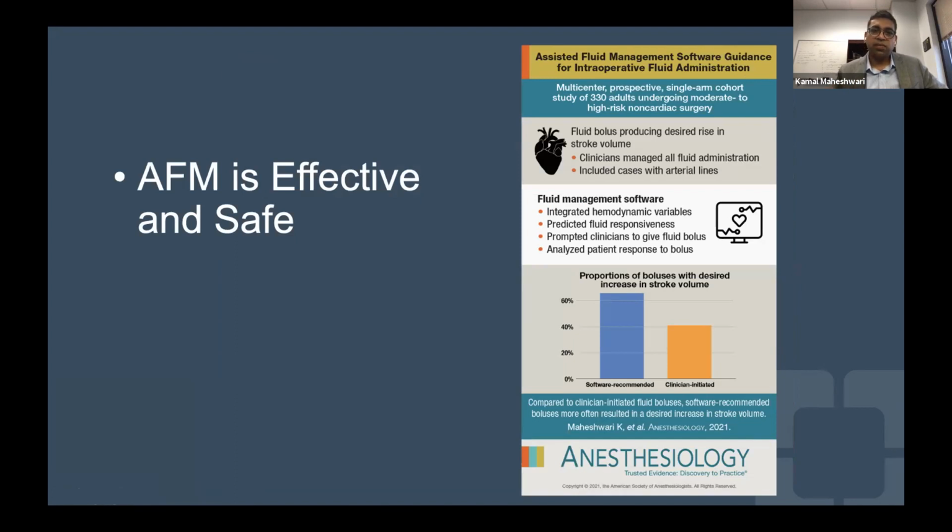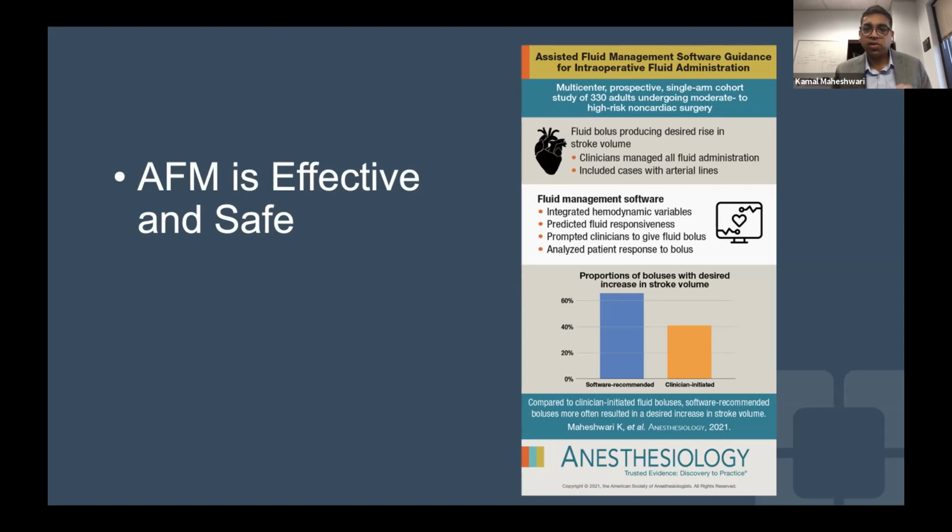We use the algorithm, and the first question is how you define when fluid is given, that this is the time to give it. So we use the definition of stroke volume increase: whenever you give fluid, stroke volume should increase. If you look at the graph on the right side, the blue is when the software said, please give fluid, and people actually gave fluid. Then 66% of the time, there was an improvement in stroke volume. Compared to the orange, when the clinician, me, thought, let's give fluid, I think I should give, only 40% of the time the stroke volume increased. So what it means is that this AFM algorithm did its job in the overall United States population, in that it can be used to improve stroke volume.